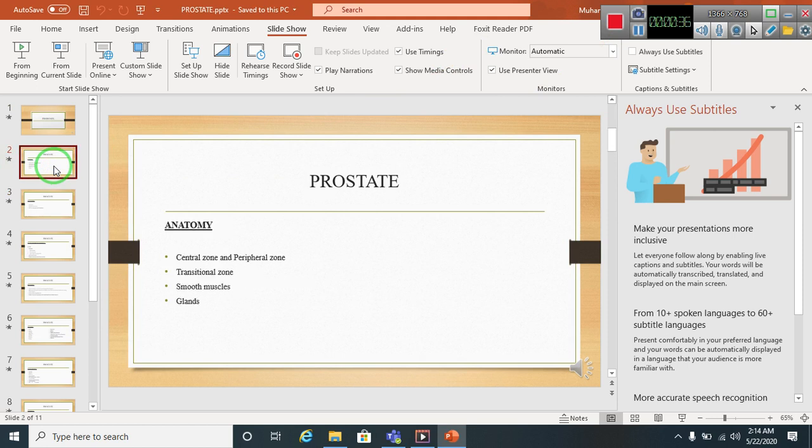Prostate gland, the anatomy of the prostate gland. It is present in the pelvis and it consists of a central zone, a peripheral zone and a transitional zone. The central zone is in the center, the peripheral zone is outside it, and the transitional zone is below it. It consists of smooth muscles and it has glands.